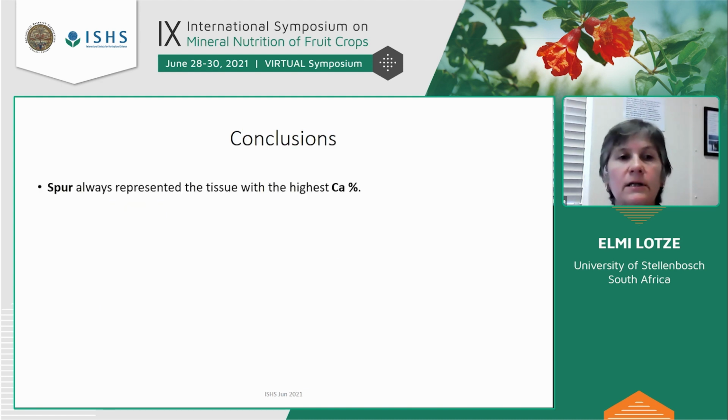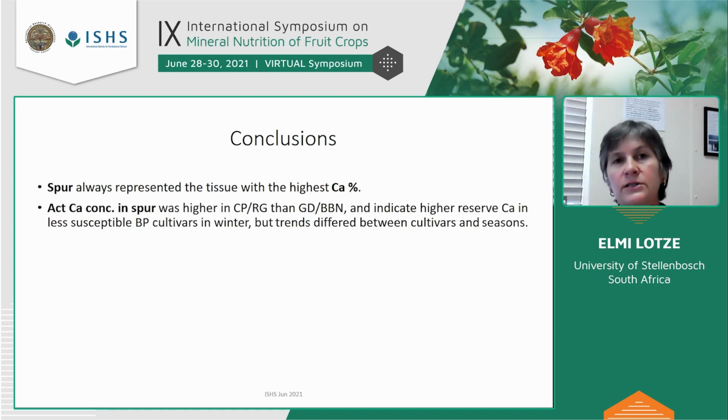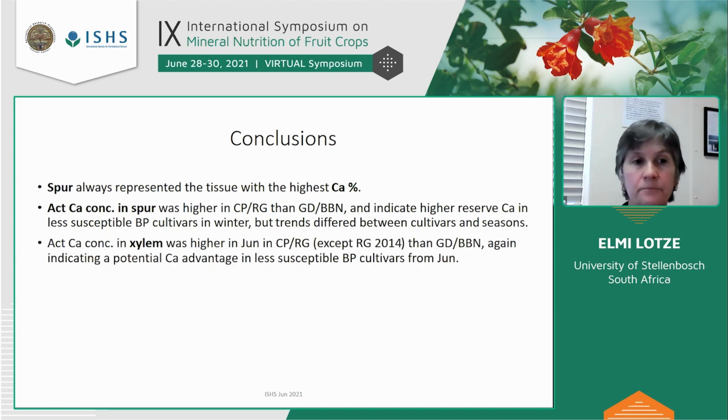So in conclusion, the spur always represented the tissue with the highest calcium percentage. The actual concentration of calcium was always higher in the spur of Crips Pink and Royal Gala compared to Brabant and Golden Delicious, and this indicated a higher reserve calcium in the less bitter pit susceptible cultivars in winter. Unfortunately, the trends differed between the cultivars and the seasons.